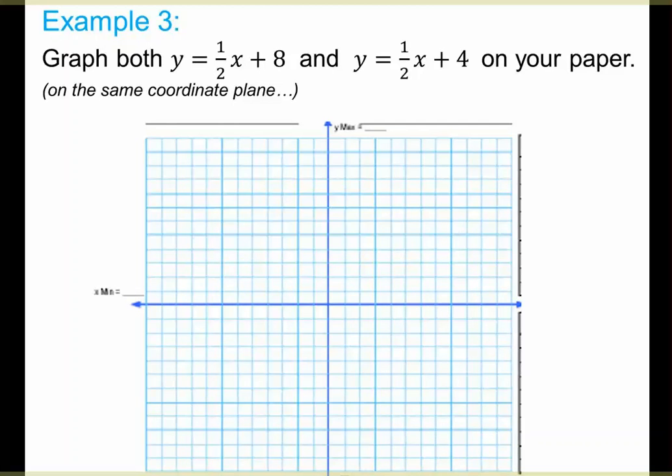All right, let's take a look at how you performed. I'm going to go ahead and color code. And for y equals 1/2 x plus 8, I think I'm going to use the color green. And notice this guy starts at 8, so 1, 2, 3, 4, 5, 6, 7, 8. And your slope is 1/2.